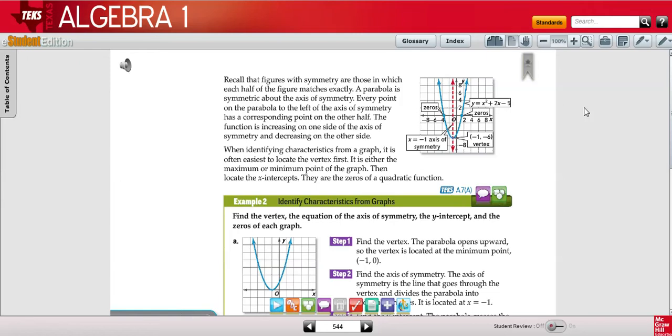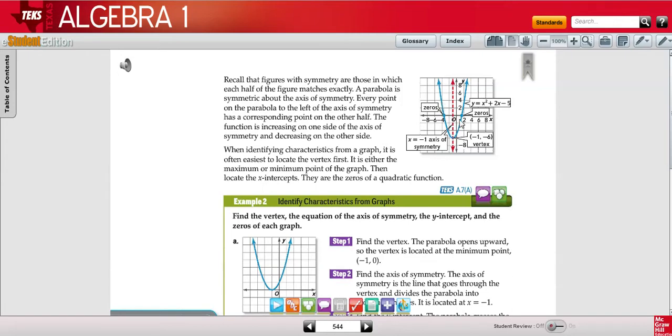The next section says, recall that figures with symmetry are those in which each half of the figure matches exactly. A parabola is symmetric about the axis of symmetry. Every point in the parabola to the left of the axis of symmetry has a corresponding point on the other half. So for example, here the point is -4, 4.